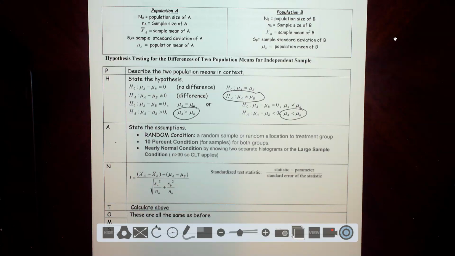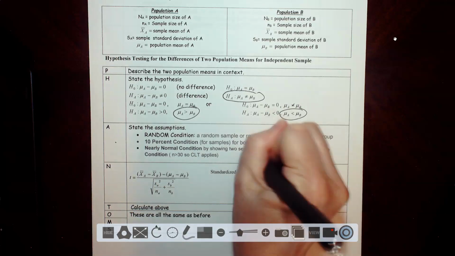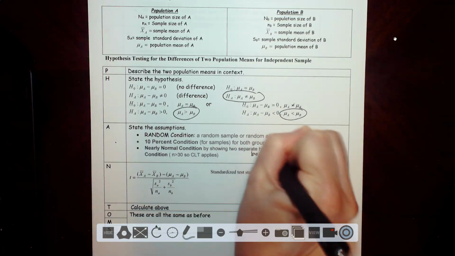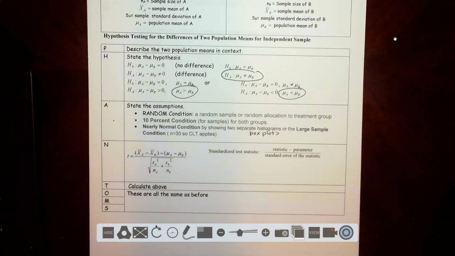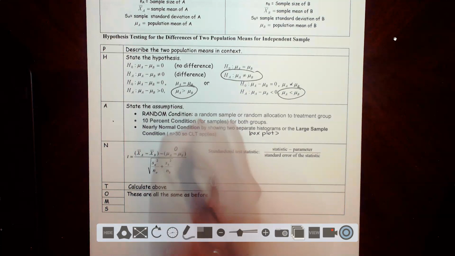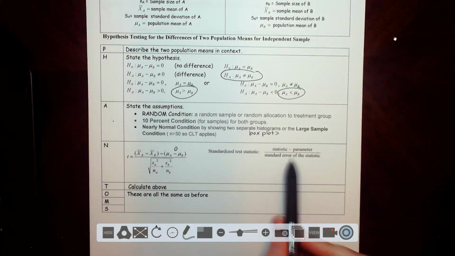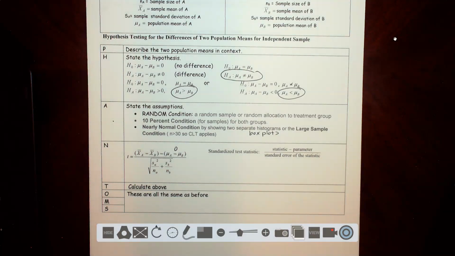And then your nearly normal condition, that's either going to come by making histograms, those could also be box plots if you'd rather, we've done box plots before, or by applying the central limit theorem. Okay, we have our test statistic here. This is going to be 0. You know from your AP formula sheet it is statistic minus parameter divided by the standard error of the statistic, and you can get that right from your formula sheet. You're going to calculate that test statistic, that's your T.